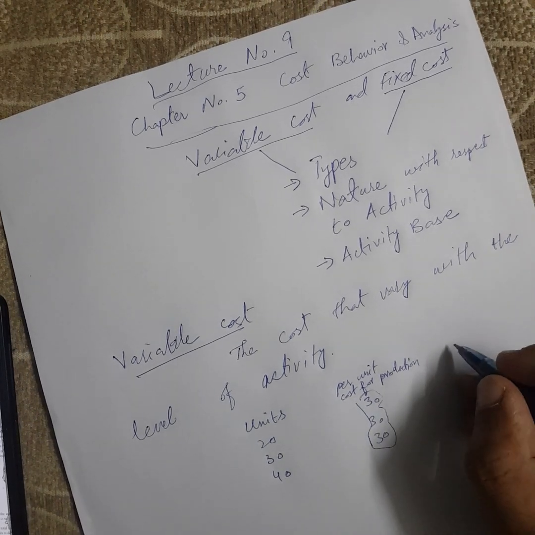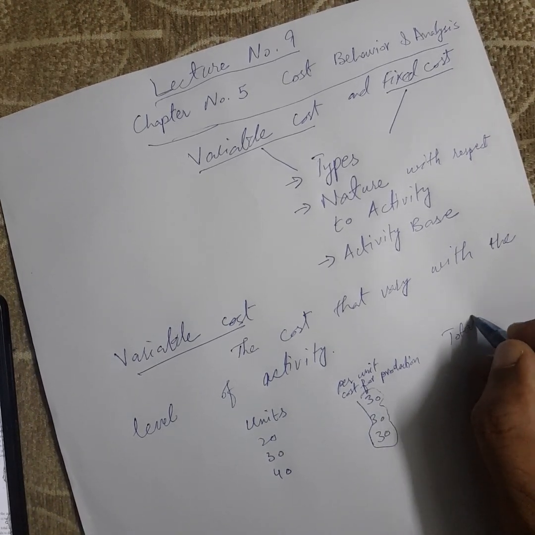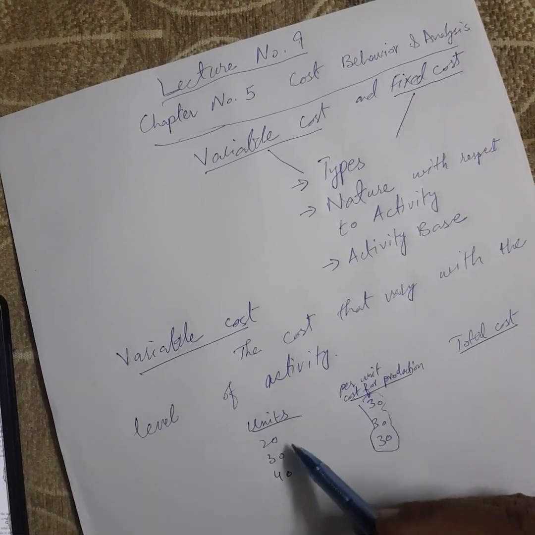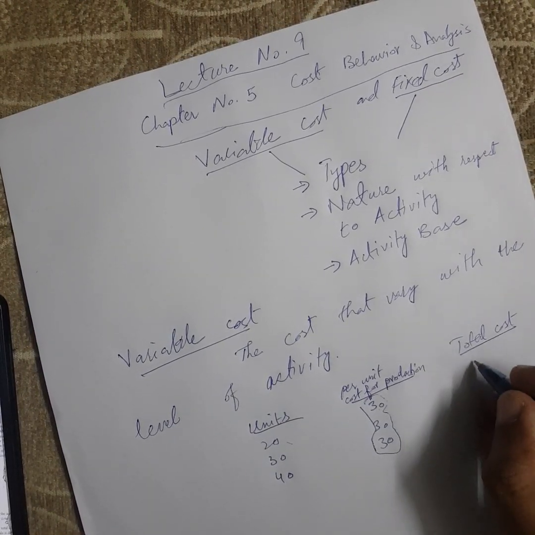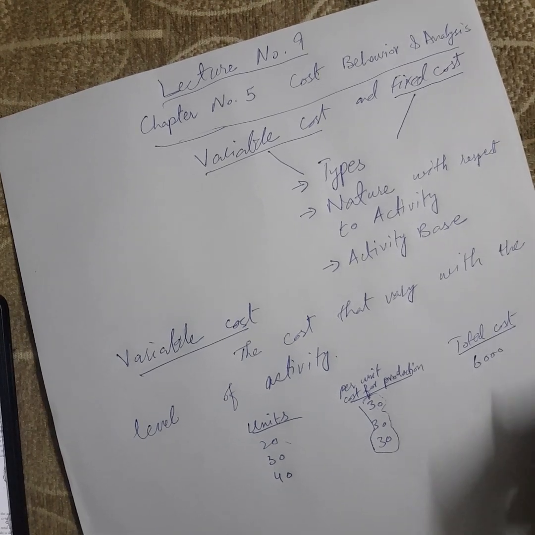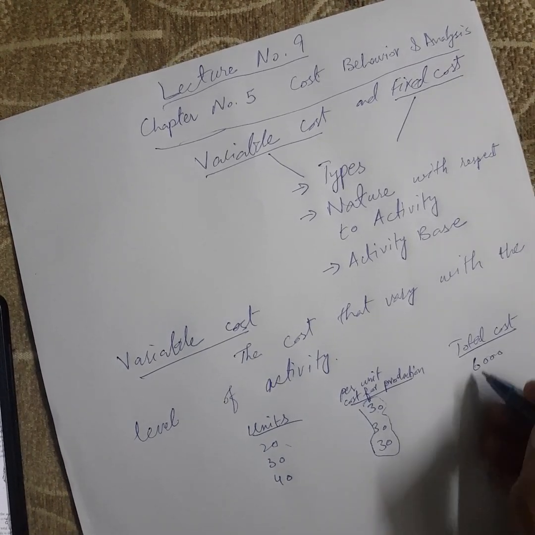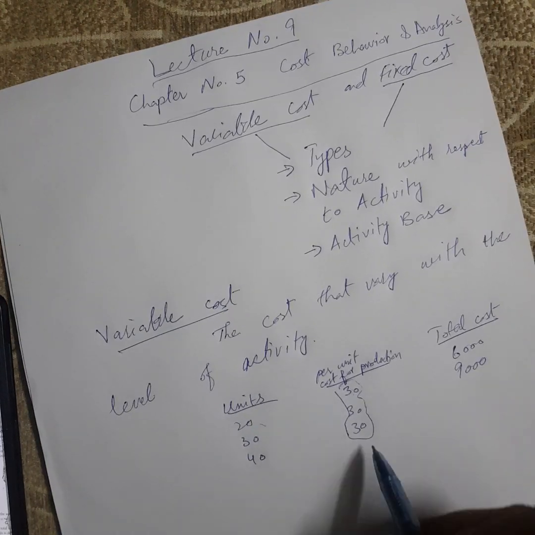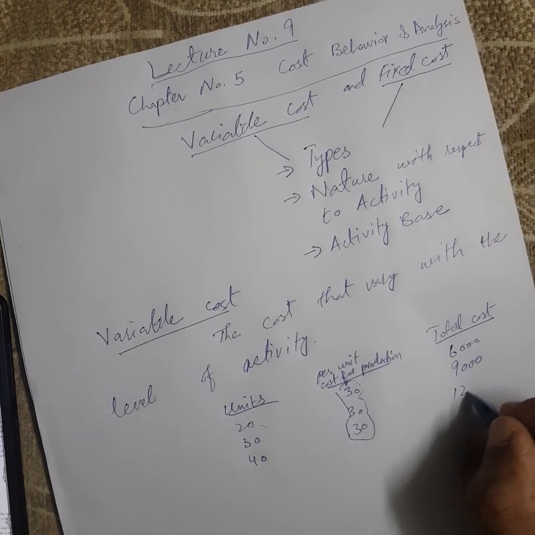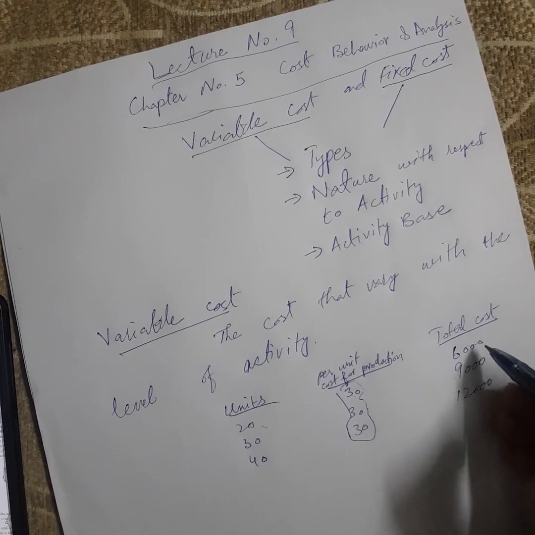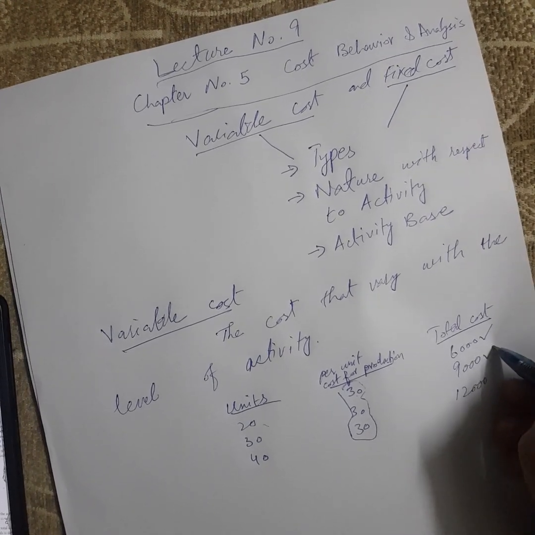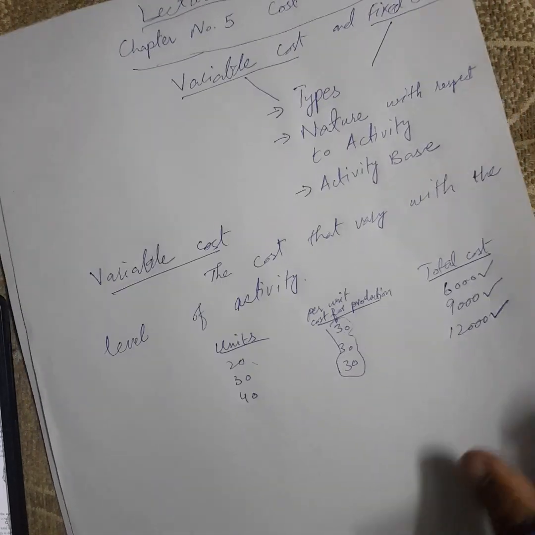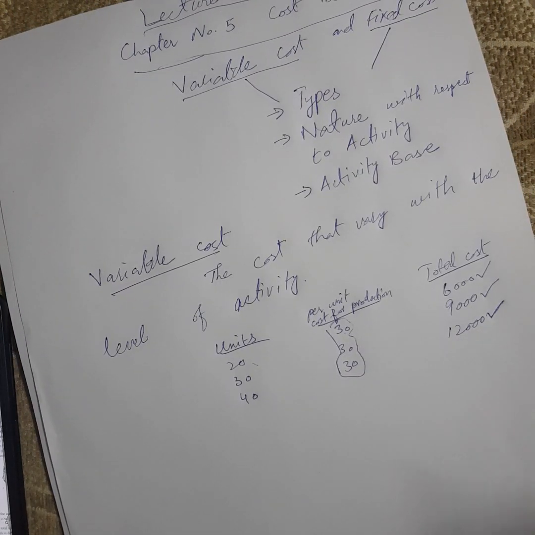Now, how will we identify the total variable cost? 20 multiplied by 30, it will be 6000. 30 multiplied by 30, it will be 9000. 40 multiplied by 30, it will be 12,000. So with the level of production our cost is varying, that means it is the variable cost.